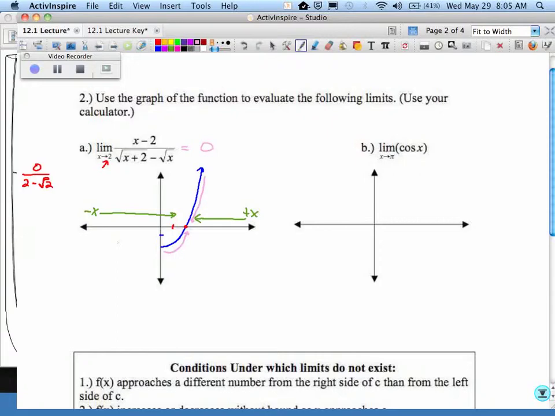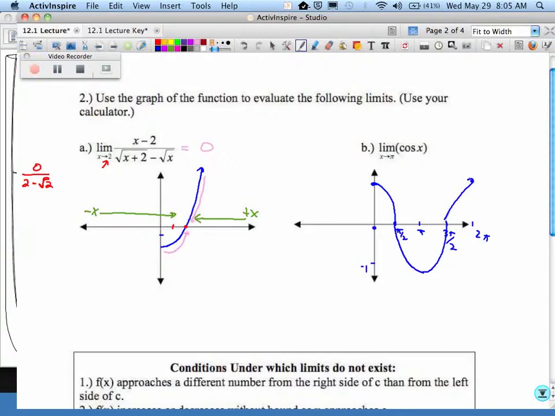How about the limit of the cosine of x? It's almost like a straight line. Remember, you start at 1, 0, pi over 2, pi, 3 pi over 2, out to 2 pi, down to negative 1. So the graph starts at its maximum, goes to the midline, minimum, midline, maximum.